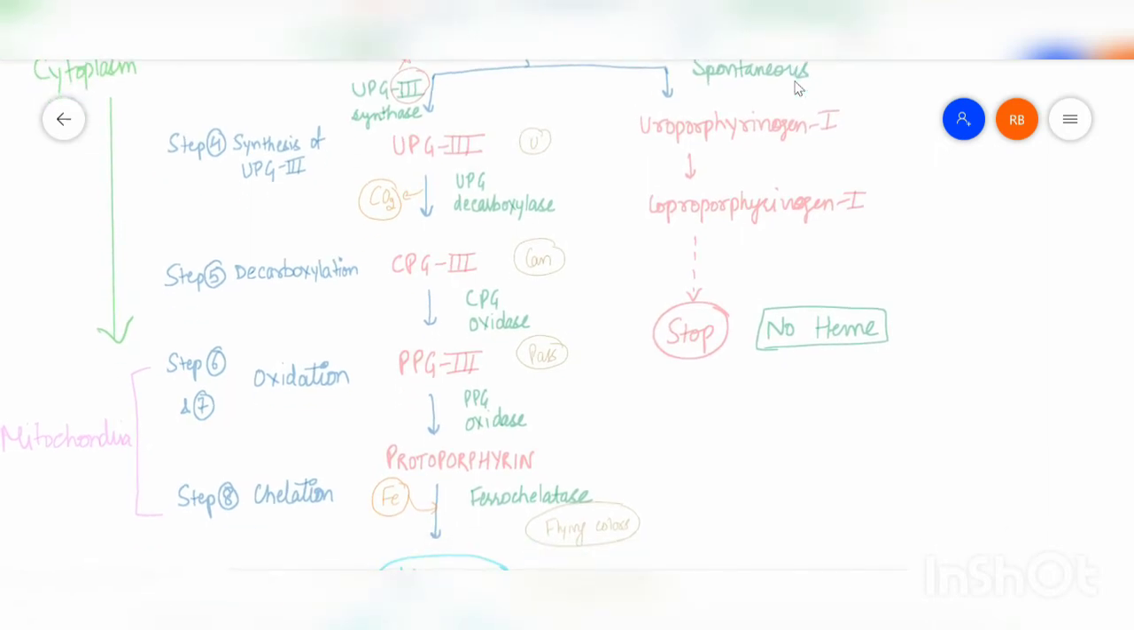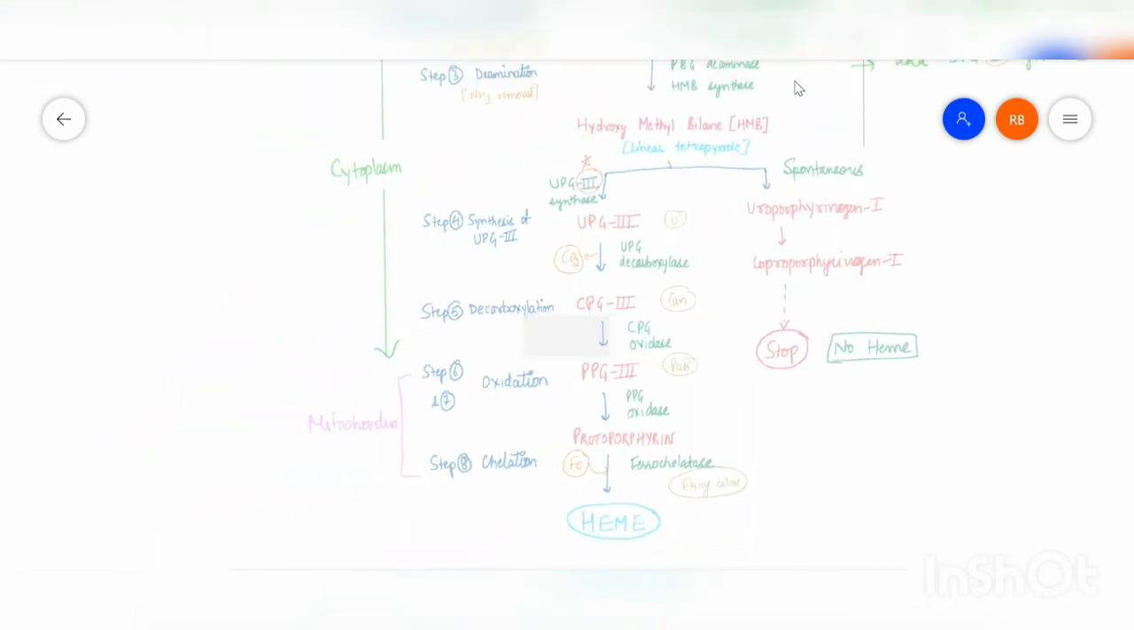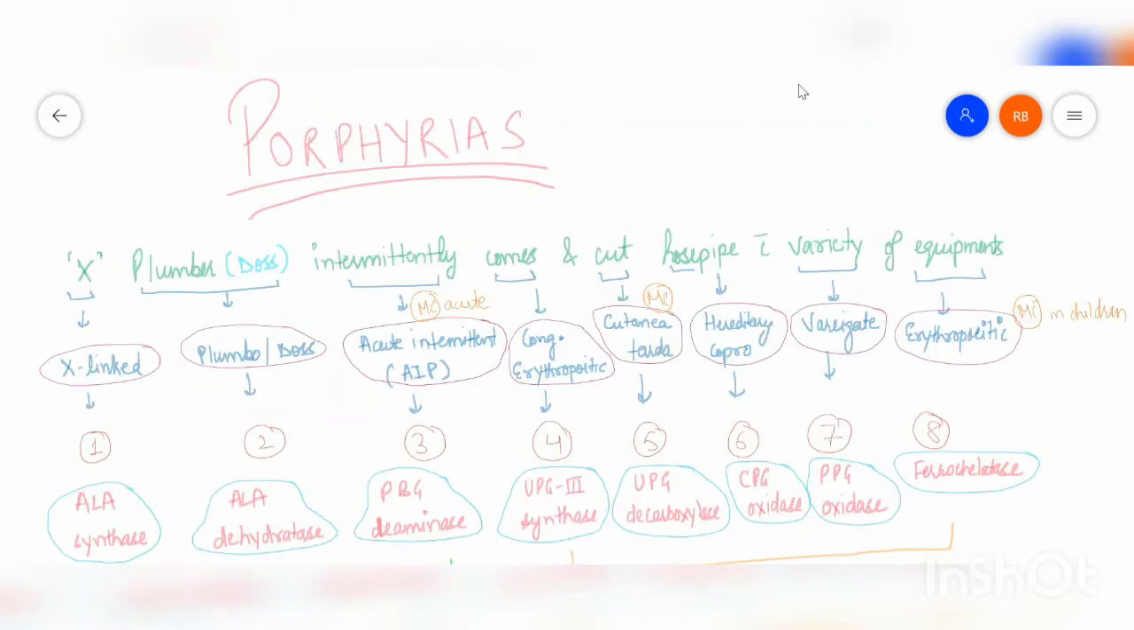So guys, we here remembered the mnemonic you can pass with flying colors. You can write it over there so that it will be easier for you to remember all the steps. Okay, moving towards the crux of this lecture, that is porphyrias. Trust me guys, by reading this one sentence, you can solve all the MCQs on porphyrias.